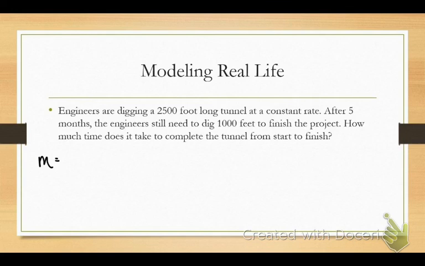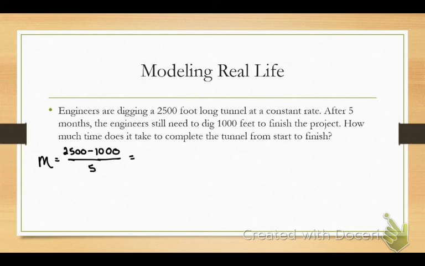All right, I want you to find the rate. Find m. Go ahead and try that. You're trying to figure out the rate. Basically, how many feet per month that they're digging. Anybody have any idea what you would put into a fraction, what you would subtract and divide by? What do you guys think, Mason? Okay, so he's going to subtract 2,500, which was my starting, minus the 1,000 that they have left to figure out how many feet they actually dug in 5 months.